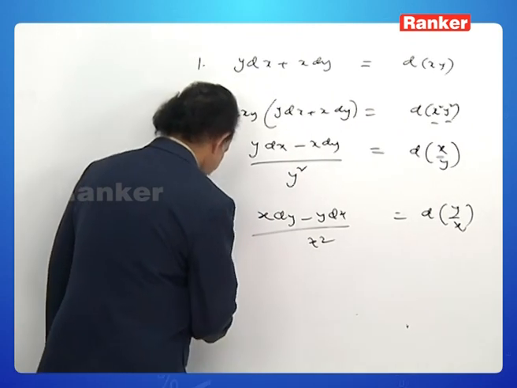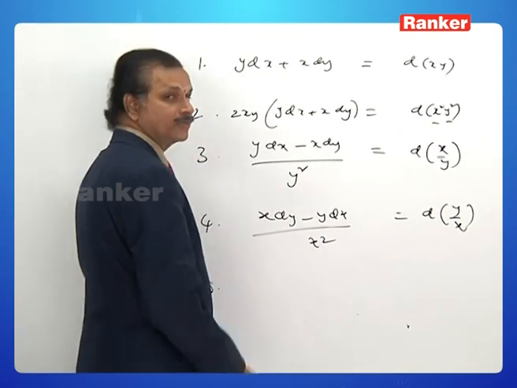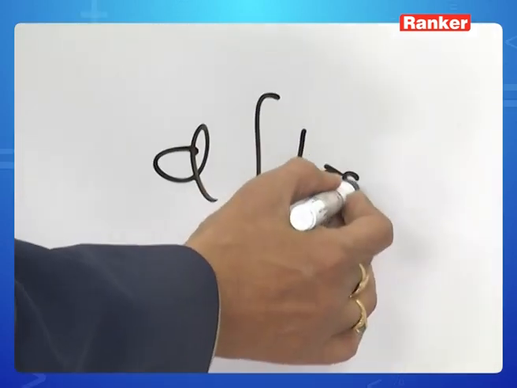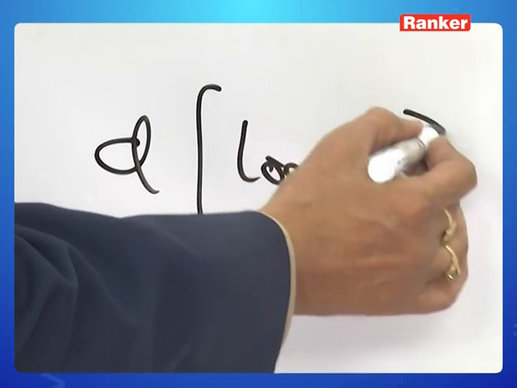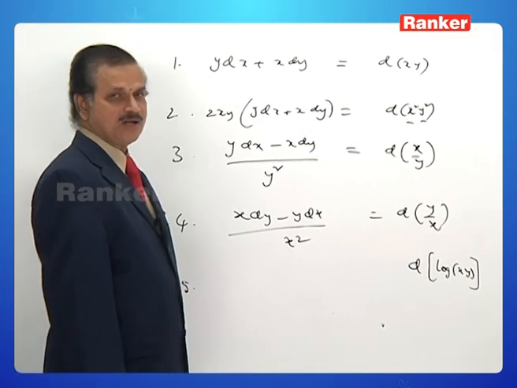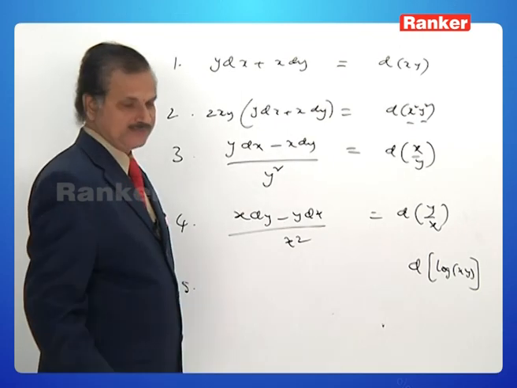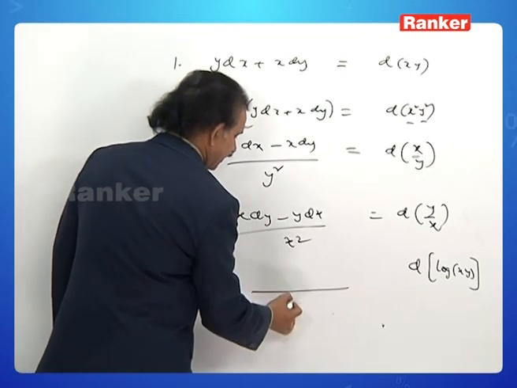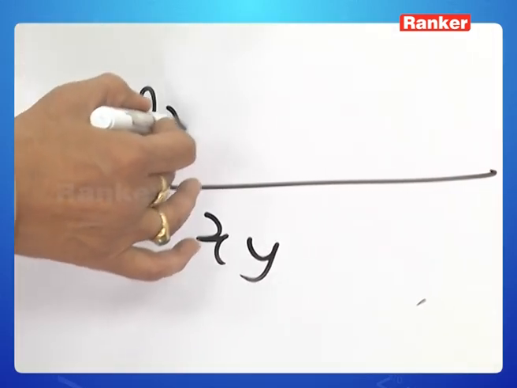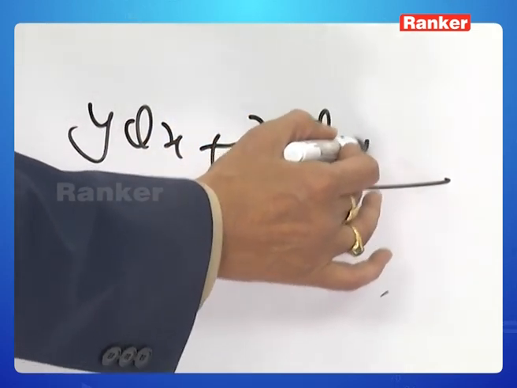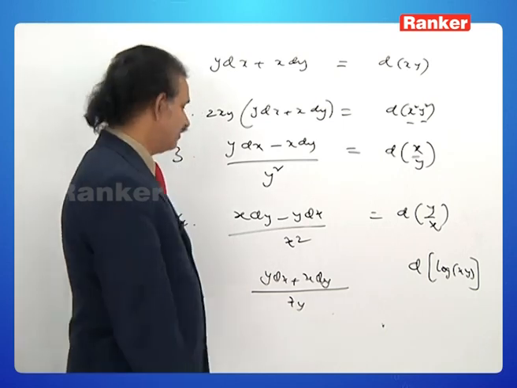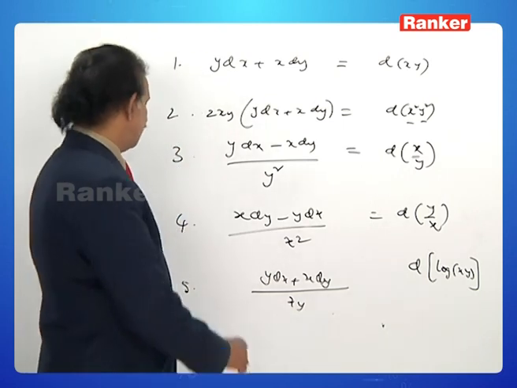One more thing. d of log xy. What can you say about that? What is the derivative of log xy? 1 by xy into derivative of xy, isn't it? So 1 by xy is common. d of xy is y dx plus x dy. So y dx plus x dy by xy is d of log xy.